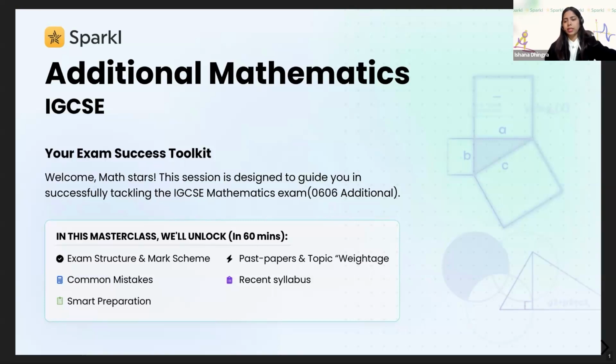Okay. So except 2 students, everyone is sitting for additional maths. Rohan is also from extended maths, right, Rohan? Okay. So I think we can begin now.